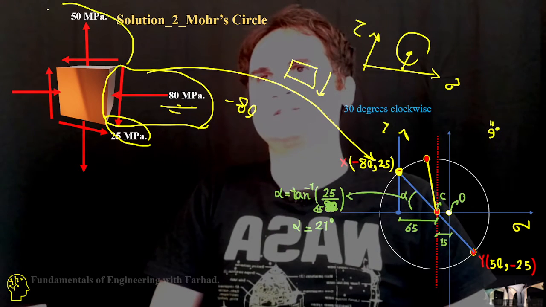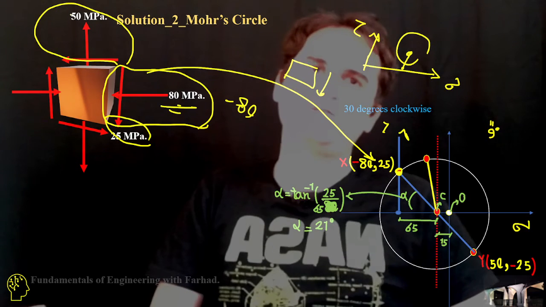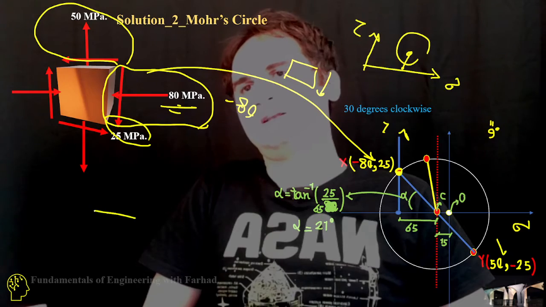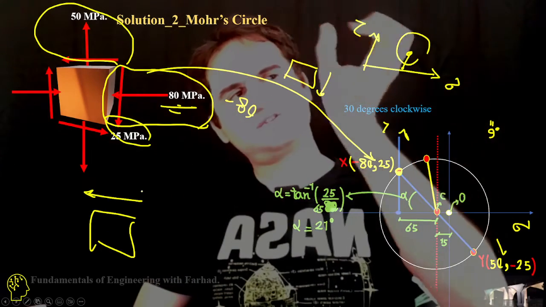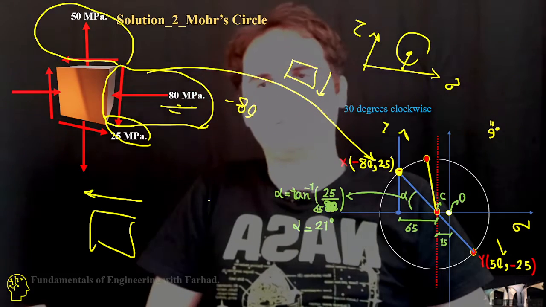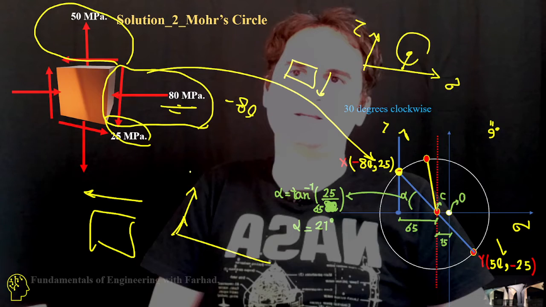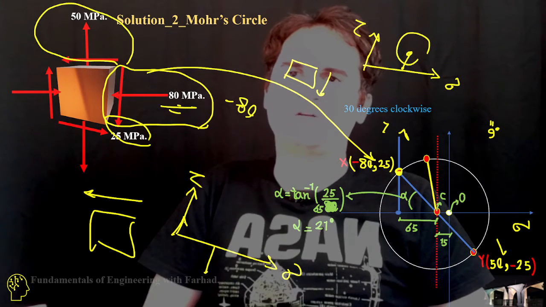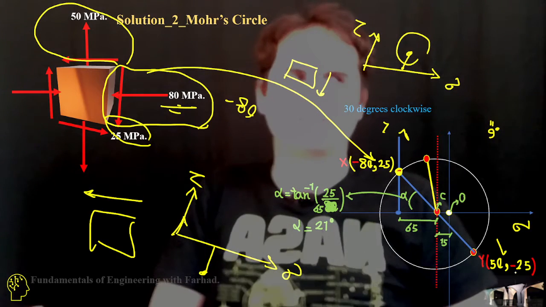Let's see what's the story about the other plane, which is a positive 50. And if you look at the top of the element, this kind of shear tries to turn your sample counterclockwise. So if that's the case, in the tau sigma convention, a counterclockwise shear takes you down below the x-axis in Mohr's circle.